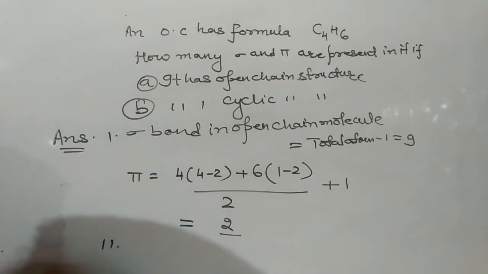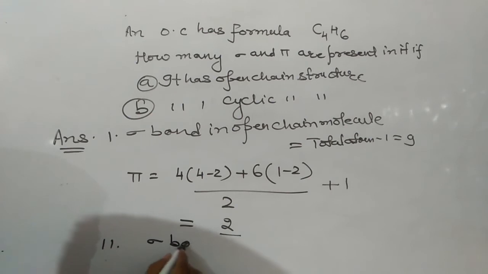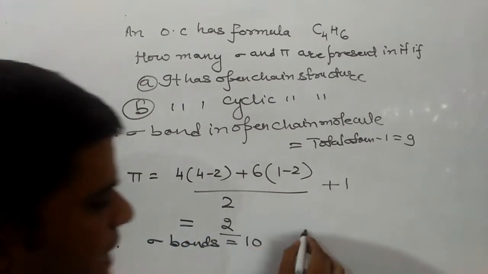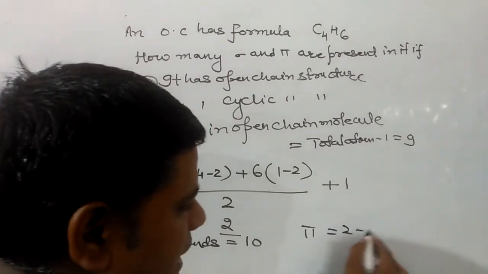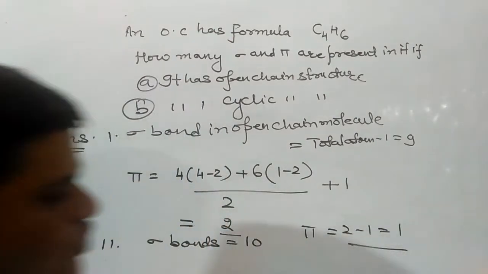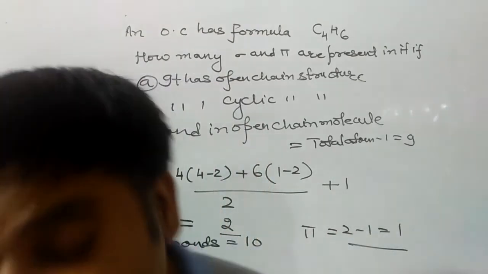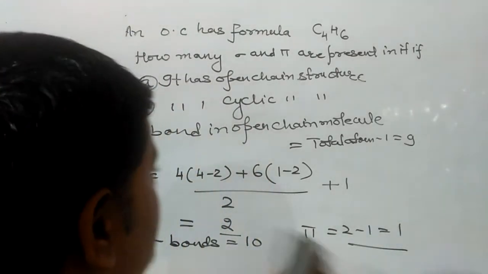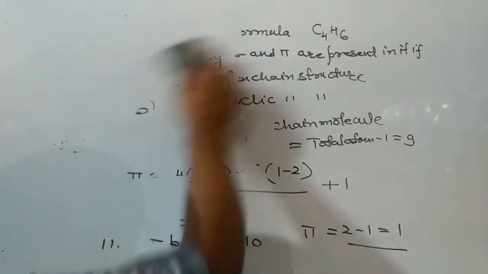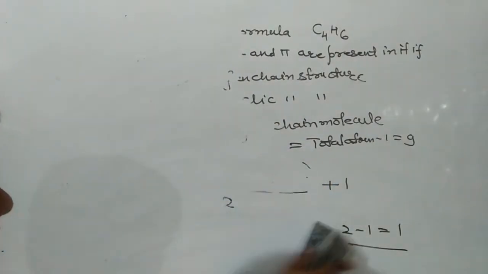And the second case is for a cyclic molecule. Number of sigma bonds will be 10, equal to total number of atoms, and number of pi bonds will be equal to 2 minus 1, as one cyclic ring is there. So pi bond will be 1. I hope you understand.